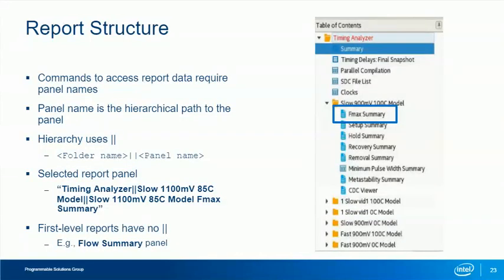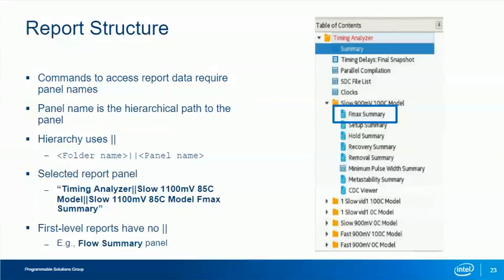Commands to access the report panel data require you to specify the full report panel name. The full report panel name is the complete hierarchical path to the report panel, including the names of the folder it's in. Hierarchical paths use 2 vertical bar characters to indicate each level of folder hierarchy. For example, a panel inside a folder would be identified by the name of the folder followed by 2 vertical bars, followed by the name of the panel.